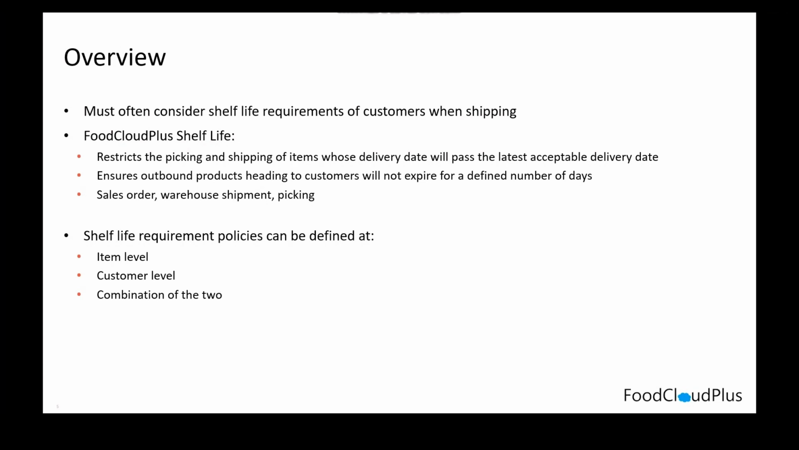The Food Cloud Plus Inventory Shelf Life app restricts the picking and shipping of items for which the expiration date minus the planned delivery date is less than the required shelf life. This ensures that outbound products heading to customers will not expire for a defined number of days, meaning customers can keep such items on their shelves without having them expire for a certain agreed upon period of time.